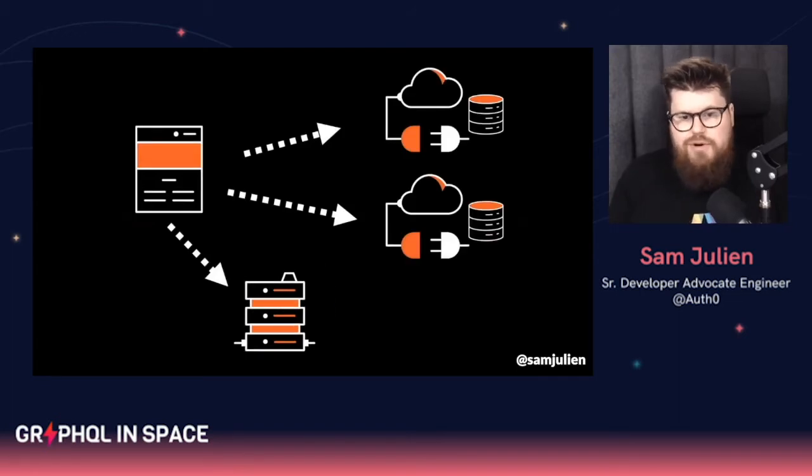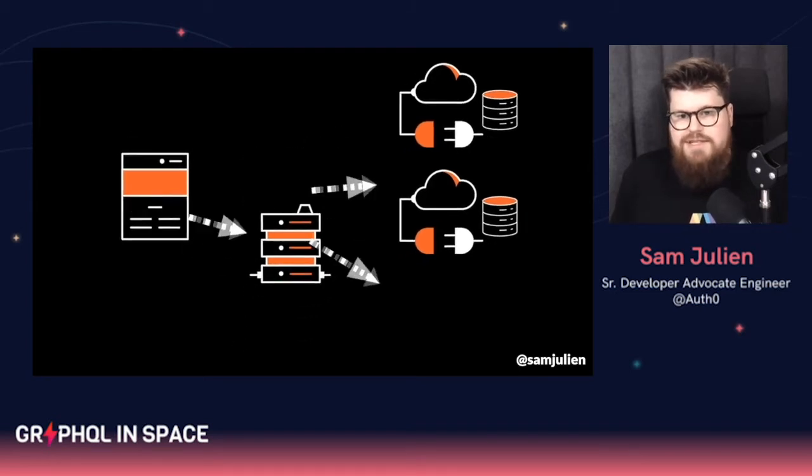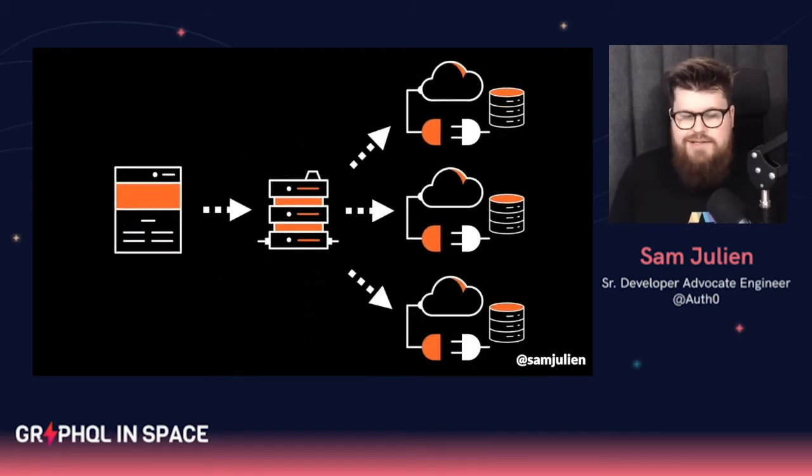Oftentimes in the real world, we end up having a scenario more like this, where we have a single front end that then is calling multiple backends, maybe our GraphQL server and then several other APIs in the cloud. Another really common scenario is to use an API gateway. So the front end is calling an API gateway, and then that API gateway is going out and getting data from various APIs around the internet.